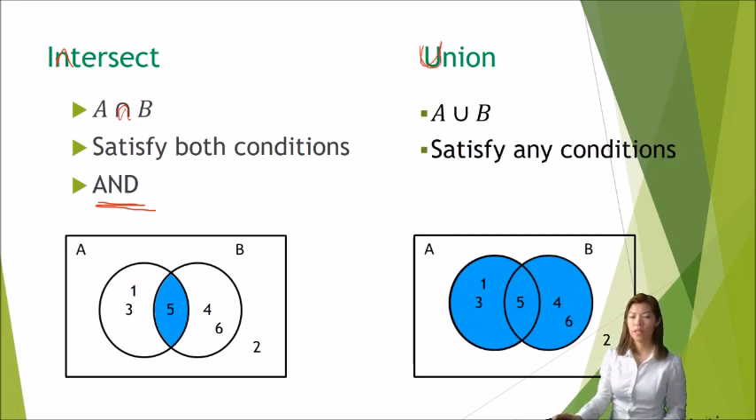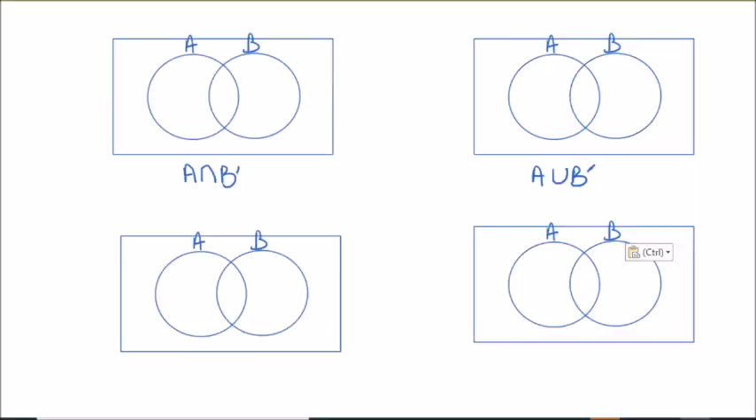Whereas the word union is represented easily by U for union, and it's when it can be any of the conditions. So 1 is part of the union because 1 is in A. 4 is also part of the union because 4 is part of B. 5 is also in the union because it's part of both of them. So it doesn't matter which one it is as long as it's one or the other. So "or" is a keyword that we'll use whenever we want to refer to something that's part of a union.